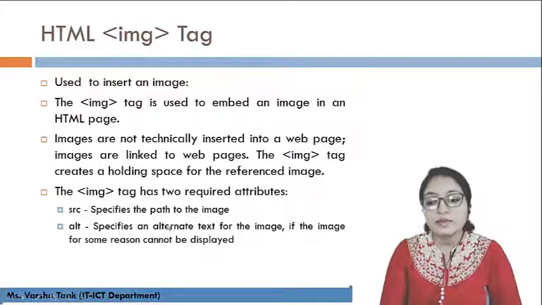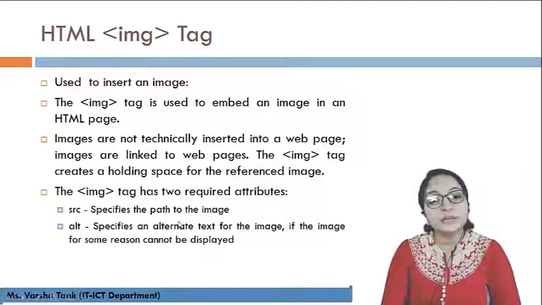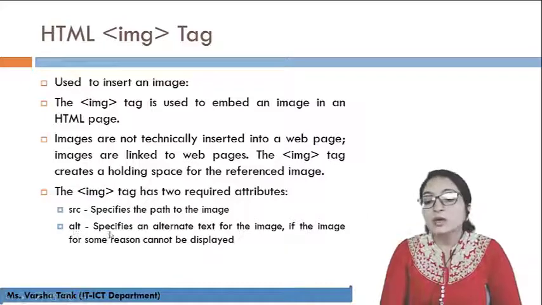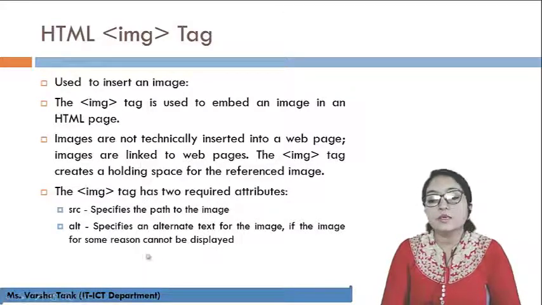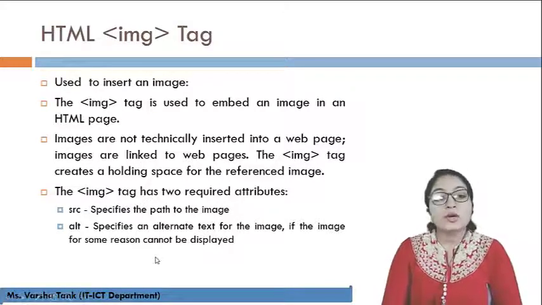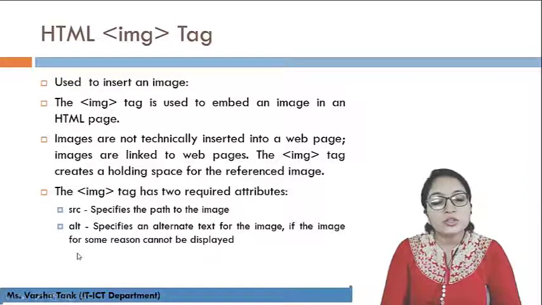SRC, that means it specifies the path to the image. And the next one is ALT, that means alternate text. It specifies an alternate text for an image if the image cannot be displayed for some reason. If the image is not present in the same folder or the image path is not found, then whatever text you have written in this alt attribute will be displayed.